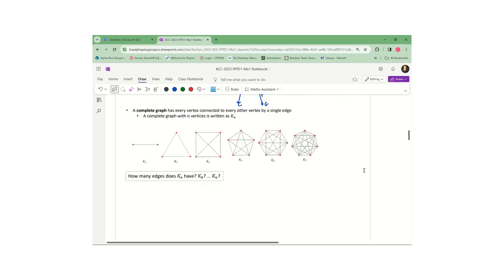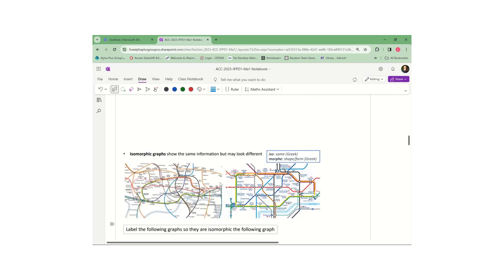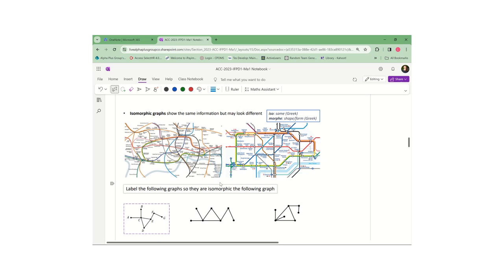Okay, very quickly, a complete graph is a graph where every vertex is connected to each other. They make some pretty shapes, but we're not going to dwell on that for too long, so don't worry about that question there. Just really thinking about definitions for today.